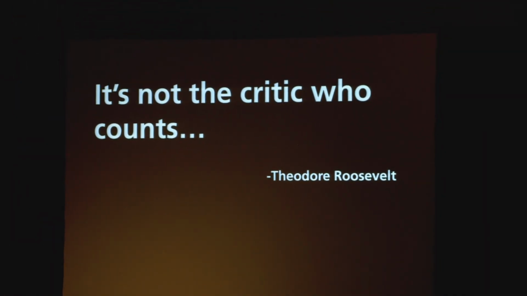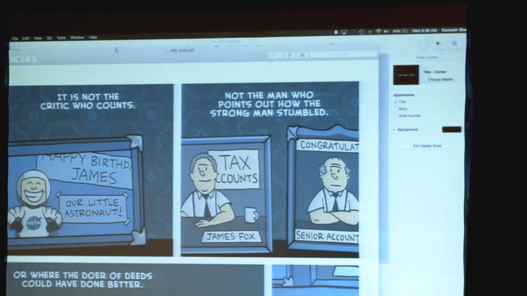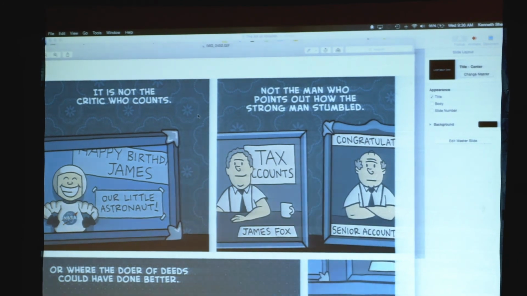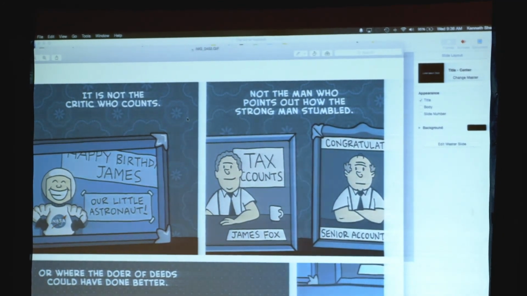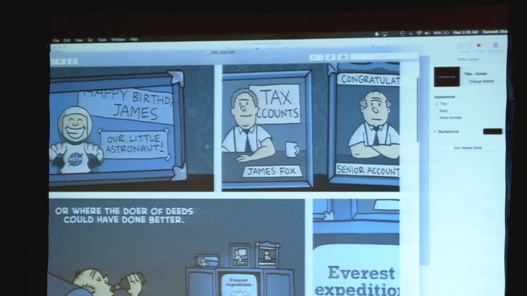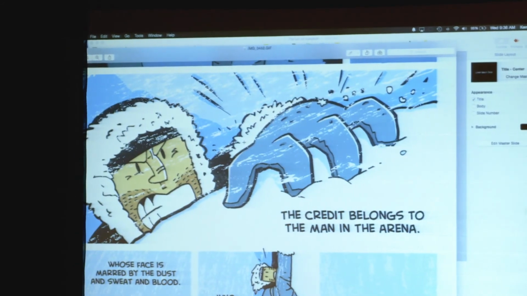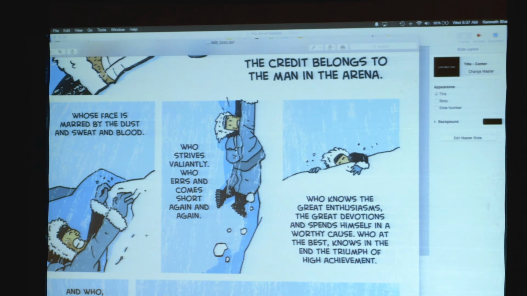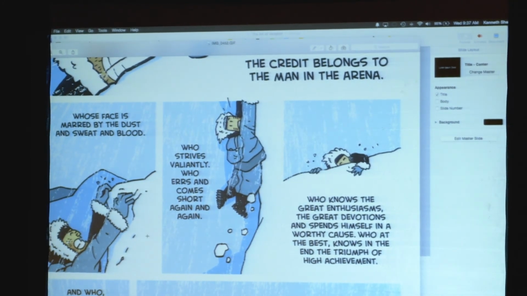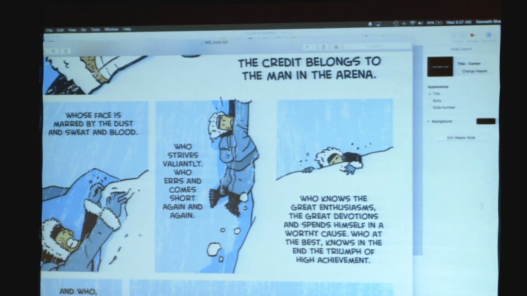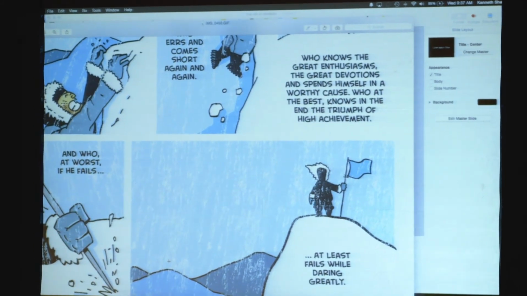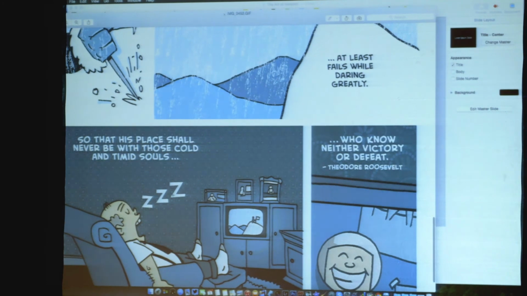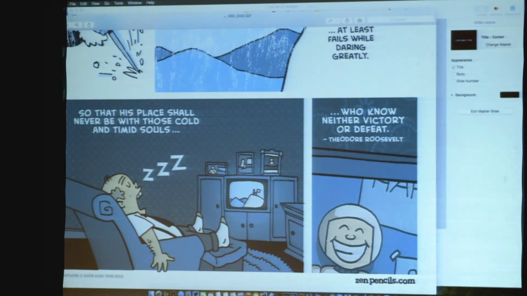And so now I will leave you all with a couple of lasting things. I used to have in my classroom a big poster that this is the starting quote for. I will go to that, which is also in Zen Pencils, and share it with all of you. So, if I might, may I read: It's not the critic who counts, not the man who points out how the strong man stumbled, or the doer of deeds could have done better. The credit belongs to the man in the arena, whose face is marred by the dust and sweat and blood, who strives valiantly, who errs and comes short again and again, who knows the great enthusiasms, the great devotions, and spends himself in a worthy cause, who at the best knows in the end the triumph of high achievement, and who at worst, if he fails, at least fails while daring greatly, so that his place shall never be with those cold and timid souls who know neither victory nor defeat.